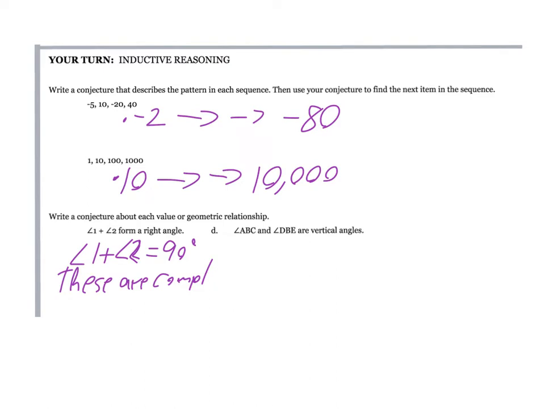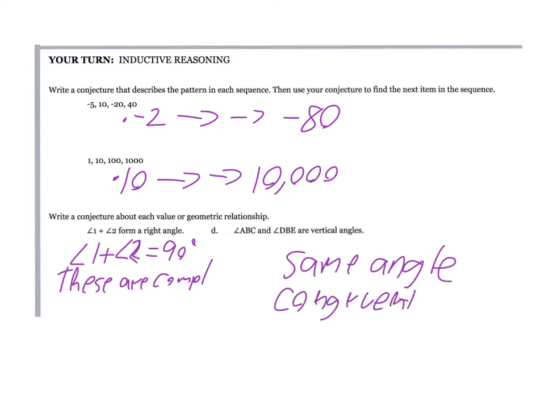Angle ABC and angle DBE are vertical angles. Based on the definition of vertical angles, we can make the following conjectures: that they have the same angle, that they are congruent, and that they are opposite angles.